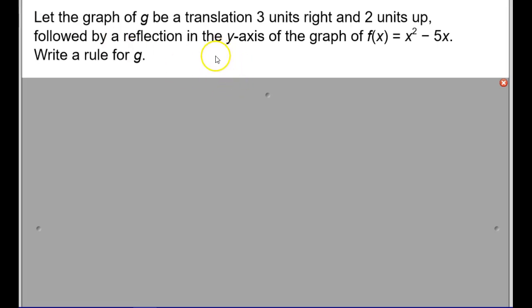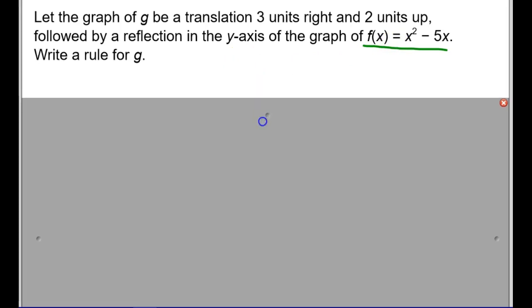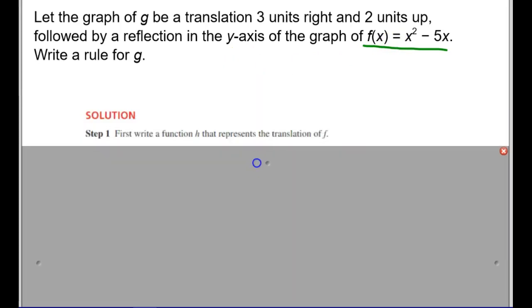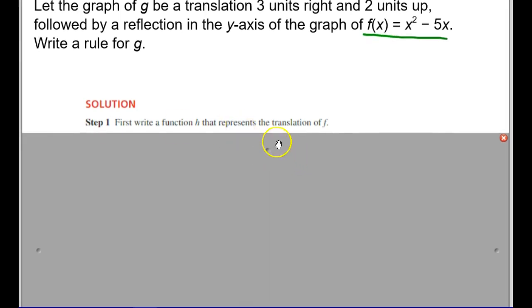Okay, so here's our next example. Let the graph of g be a translation 3 units right and 2 units up, followed by a reflection in the y-axis of this graph. So you'll notice here I'm not actually starting with my parent function, I'm starting with another function. So now I have to write a rule. Okay, so I'm going to go ahead and write my function that represents my translation of f, right?